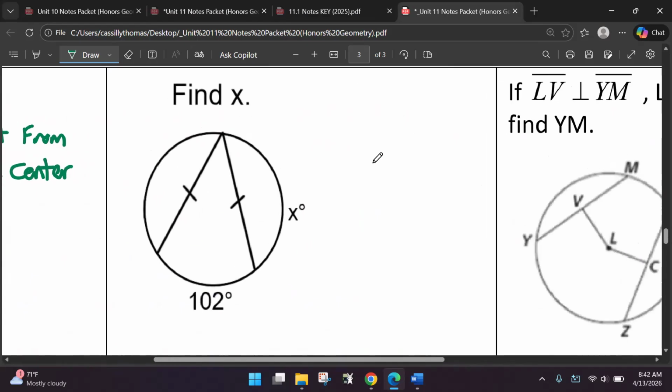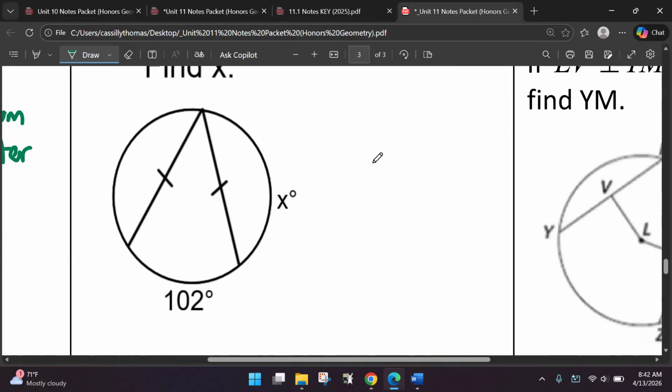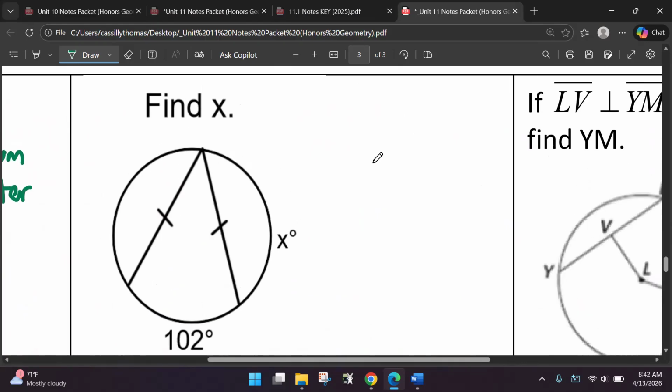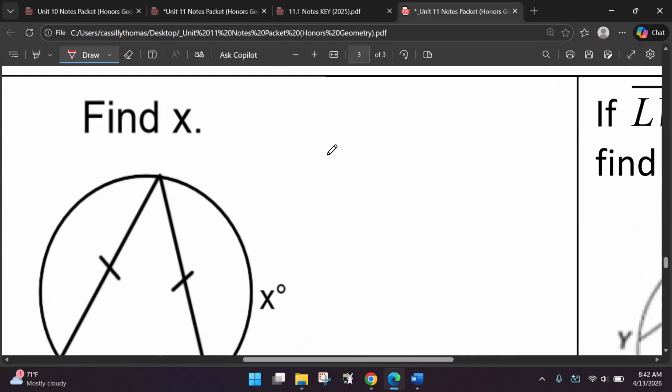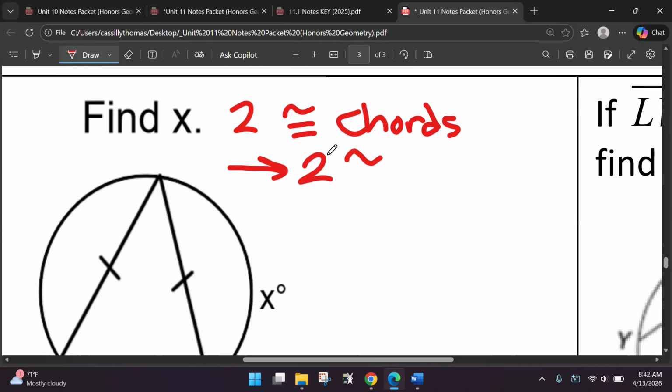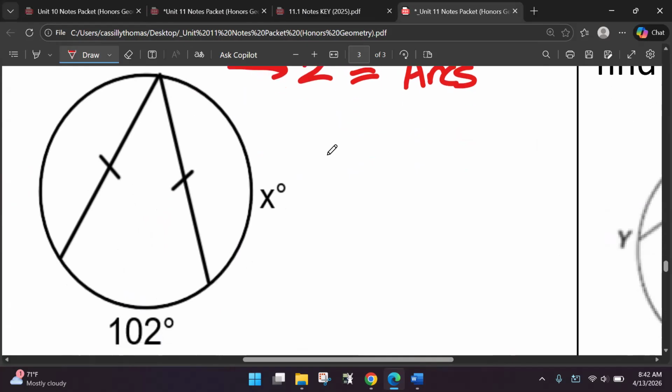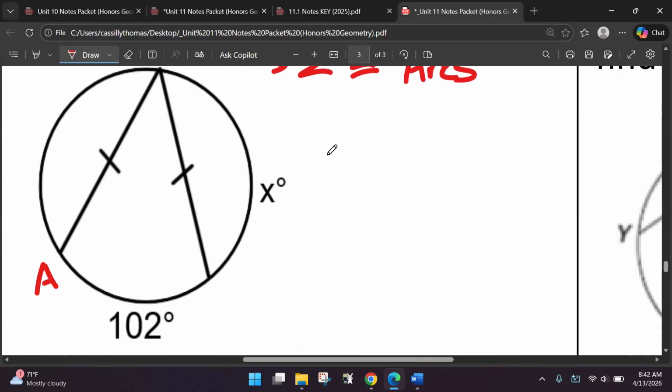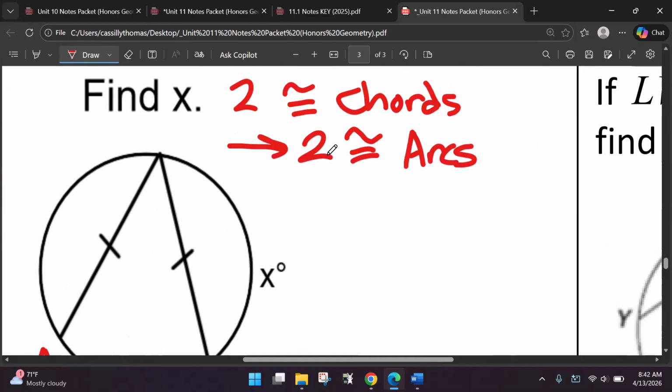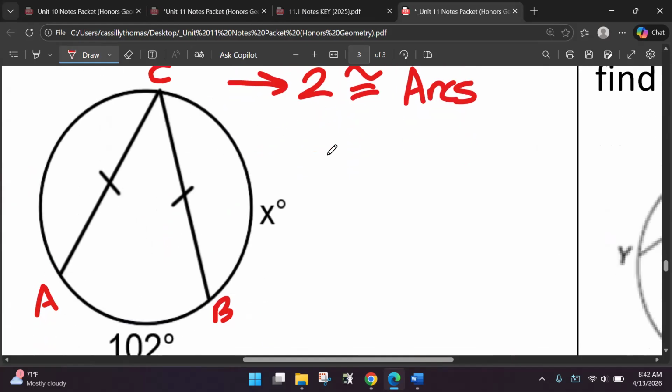this one is going to rely a little bit on Unit 10, just very, very little. If you look here, just think about what can we 100% say for certain about this picture. We have two congruent chords. So if we have two congruent chords, that automatically means we have two congruent arcs. Right? So here's what I'm doing. I'm just going to throw some letters on this. All right, so I'll call this A, I'll call this B, I'll call this C. I went counterclockwise. That feels weird, but whatever.